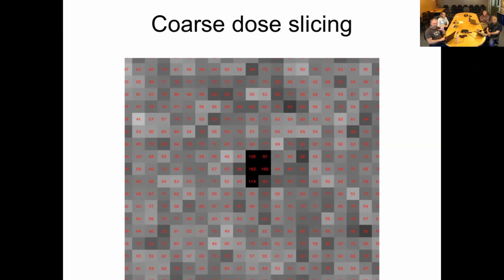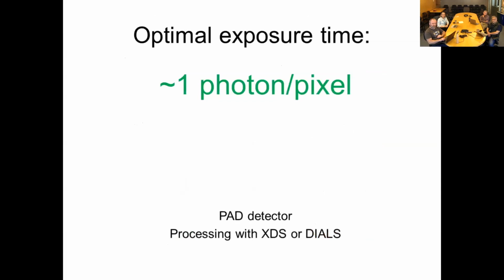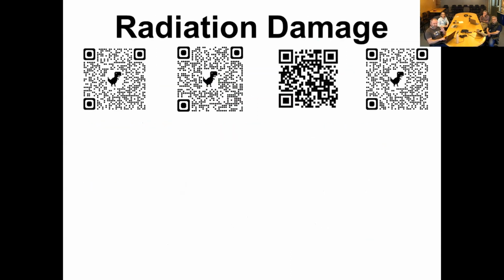Anyway, so the long exposure era has come to a close. Because it turns out we've done these experiments, and if you collect data really quickly with lots and lots of images with the same number of photons, you actually get the same resolution if you process it with the right software. And this is actually how we solved the CRISPR-Cas13 structure with Jennifer Doudna's group. So this does work, and the optimum you want to shoot for is 1 photon per pixel. And that gives you the maximum capability to correct for radiation damage.